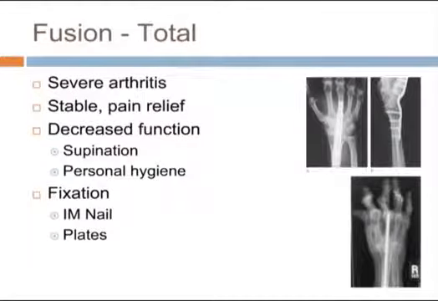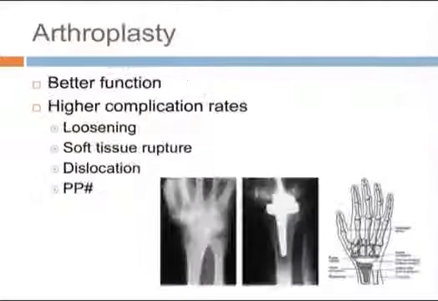The trade-off with pan joint fusion is decreased function, especially those activities like opening a door, turning a screwdriver, or even activities such as personal hygiene or getting dressed in the morning and doing up our buttons. Fixation methods that we can use include an intramedullary nail. That image below shows a nail passing through the distal radius into the third metacarpal. And that patient incidentally has also had another fusion distally. Or we can use a plate and screw method. And this one is in approximately 5 degrees of extension, which is suggested to allow the patient to retain more function after their fusion has been performed.